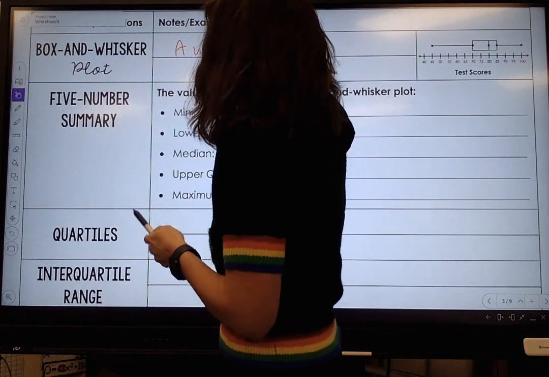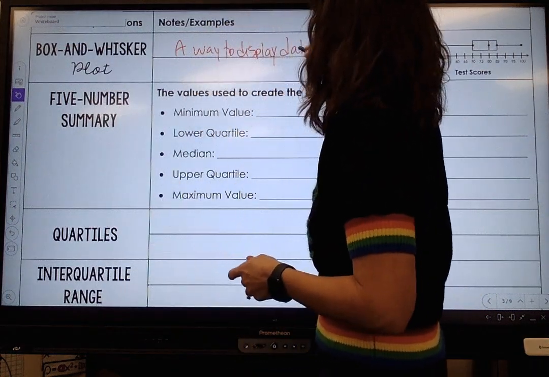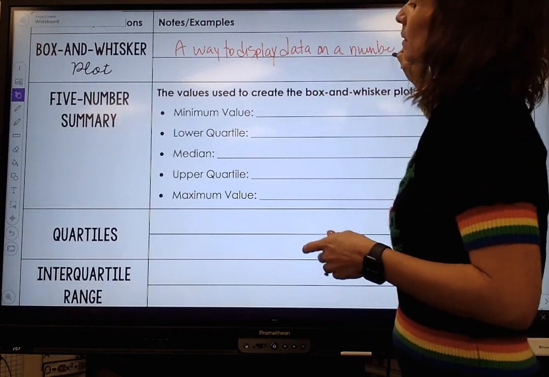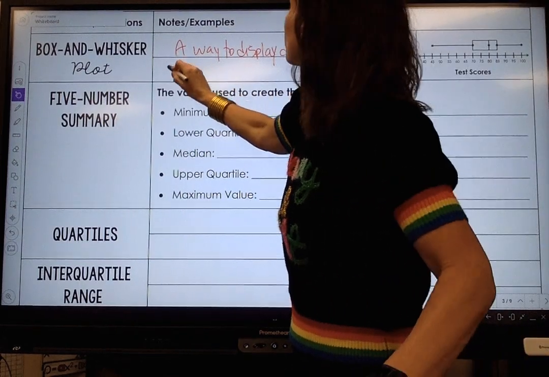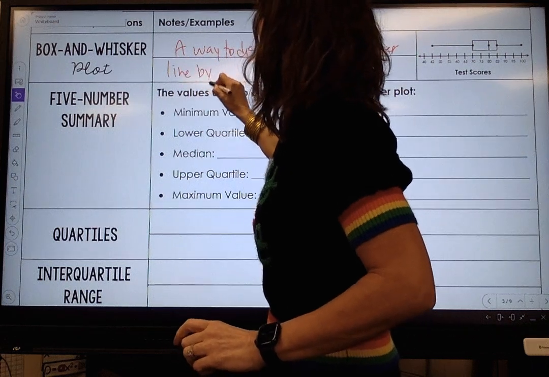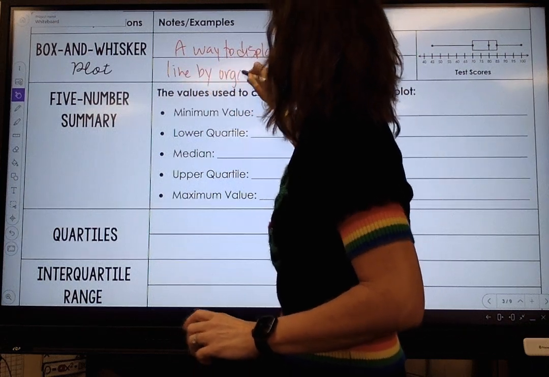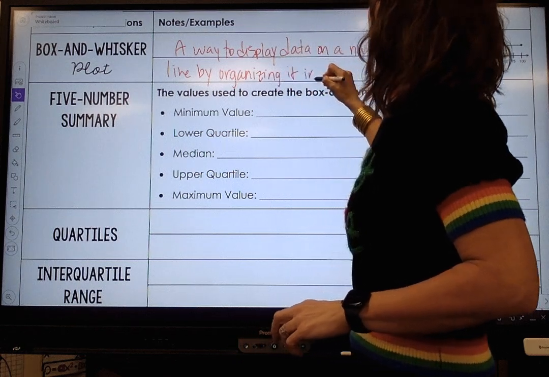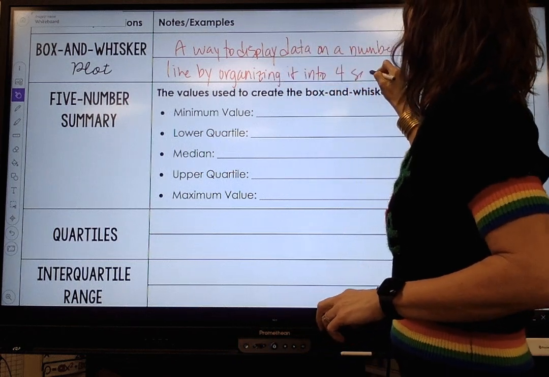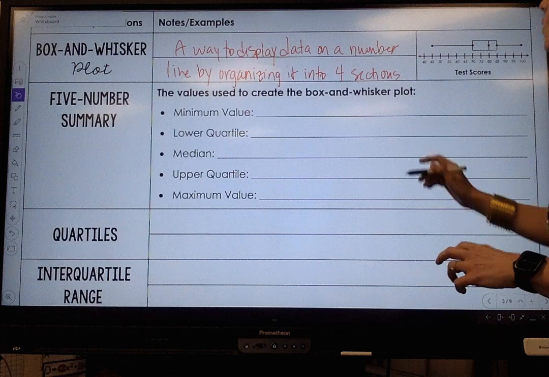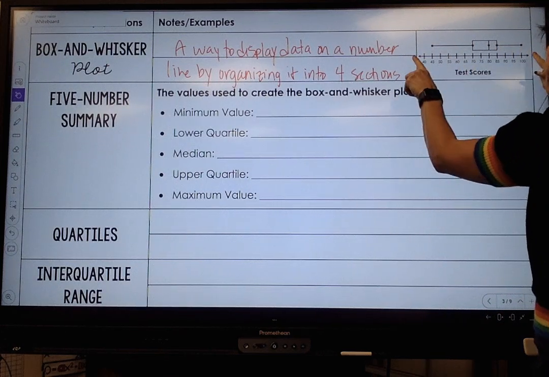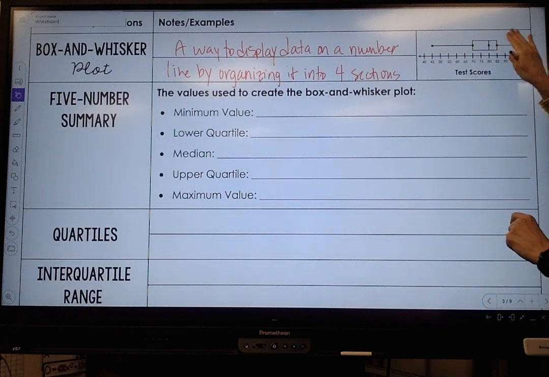It's a way to display data on a number line by organizing it into 4 sections. So here's how it gets its name. This is the box, and these are the whiskers that we're talking about. So it's box and whiskers.